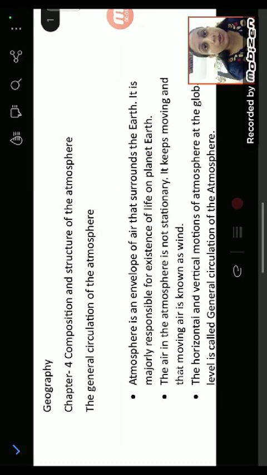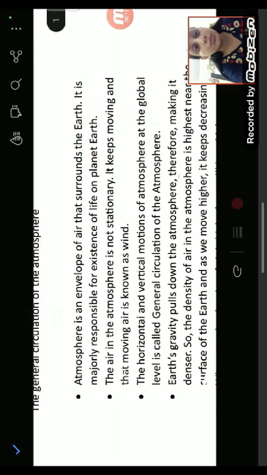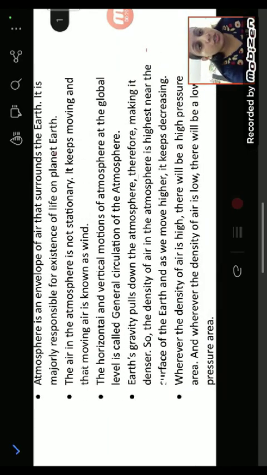Today we'll study geography, and chapter 4 of geography is composition and structure of the atmosphere. In this particular chapter we'll study the general circulation of the atmosphere, that is how air moves around the earth. So before beginning, let's start with the basics.